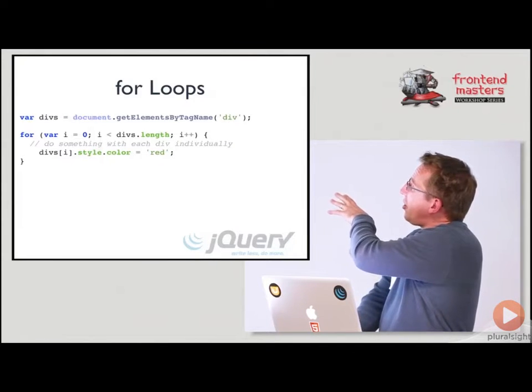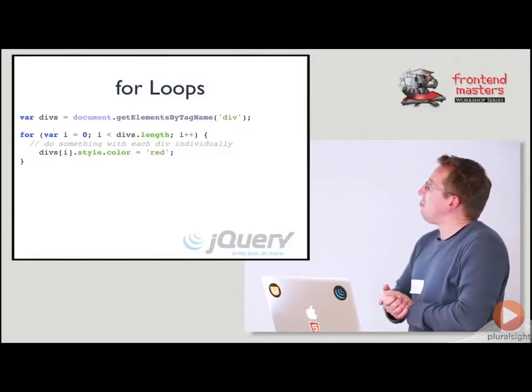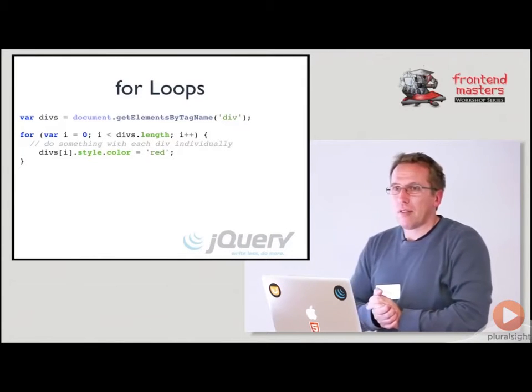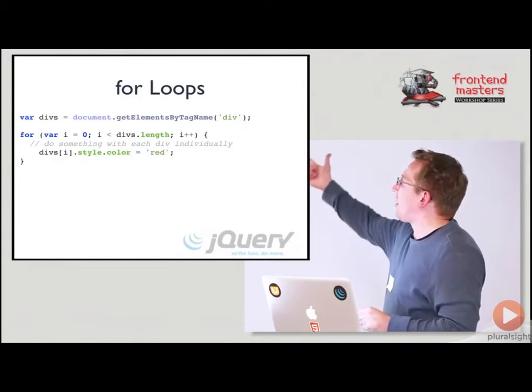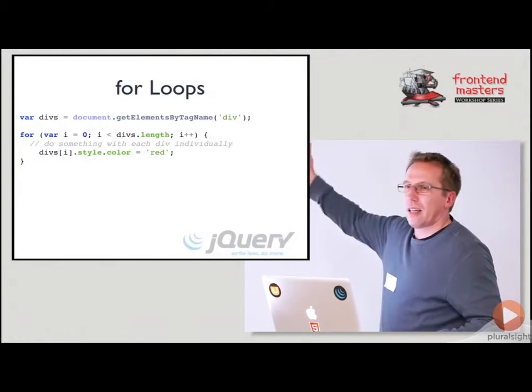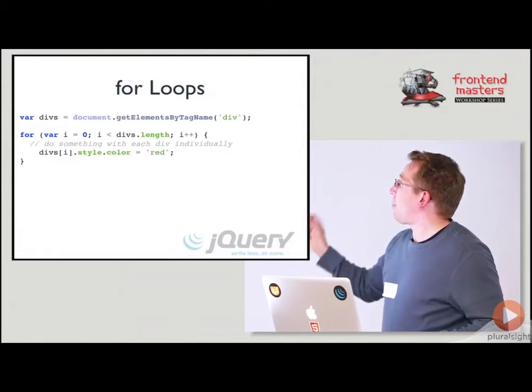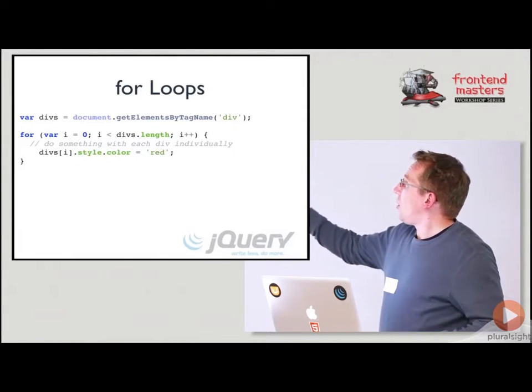here's a common use case for this. We're going to get all of the divs, right? All the elements by tag name, we're going to get all the divs. We're going to loop through them, and we're going to change the color. We're going to, on the style property of those divs, right? And so, yeah, pretty straightforward, right?